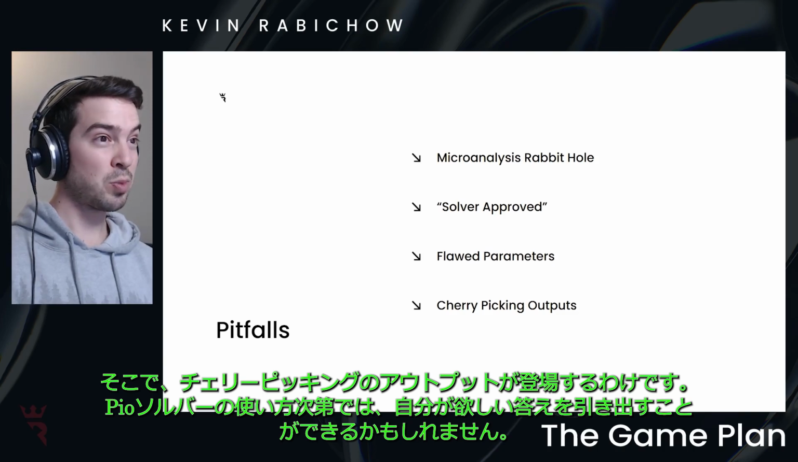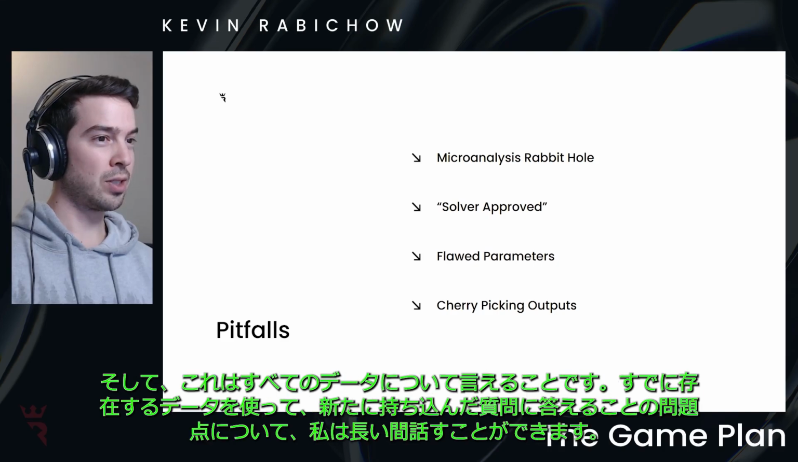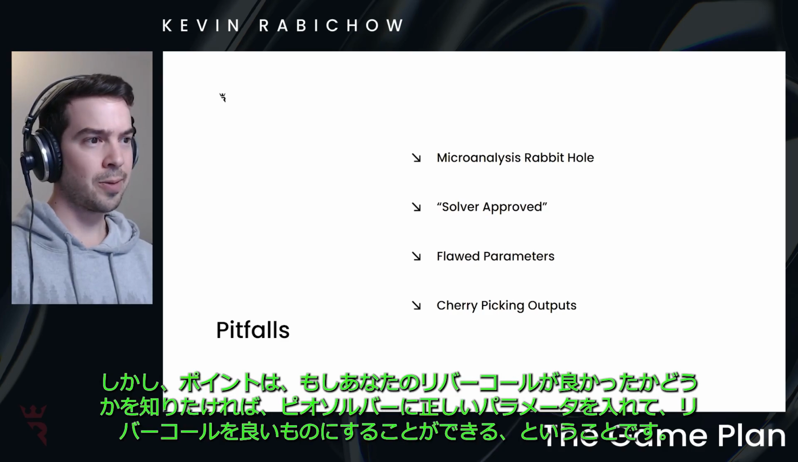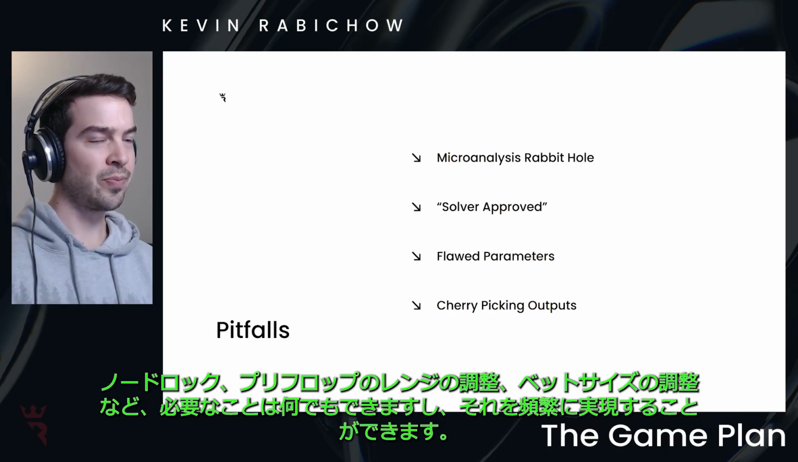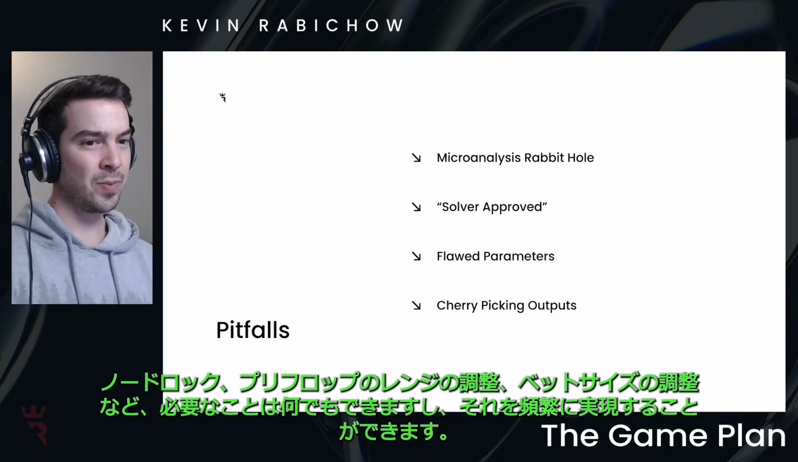Depending on how you use POSolver, you can probably get the answer you want out of it. And this is true with all data. I could talk for a long time about the problems with using data that already exists to answer questions that you're bringing to it anew. But the point is, if you want to know if your river call was good, you could put in the right parameters to POSolver to make your river call good. You could node lock, you could adjust preflop ranges, you could adjust bet sizing, whatever it is that you need to do, you could make it happen.